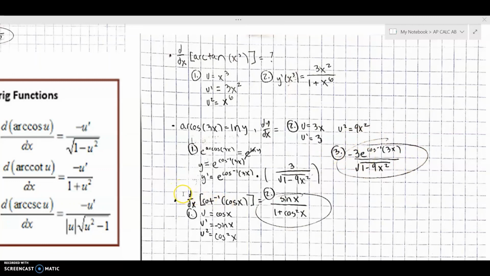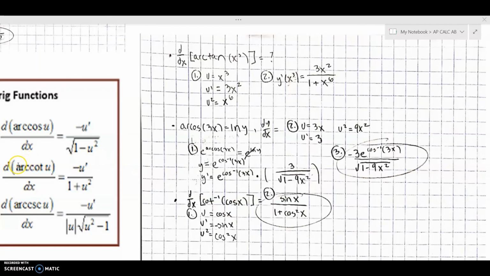Okay, so we have our last problem here. This is asking for the derivative of the inverse cotangent of the cosine of x. This might seem like a really confusing problem, but don't worry, it's quite simple. So let's first identify these three things. We have u is equal to cosine x, right? What is u prime? Well, u prime is negative sine x, and then u squared is cosine squared of x, right?